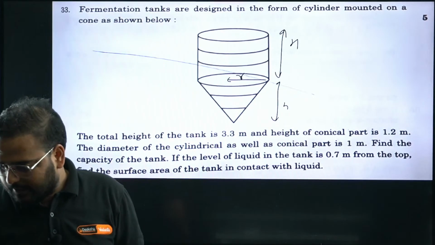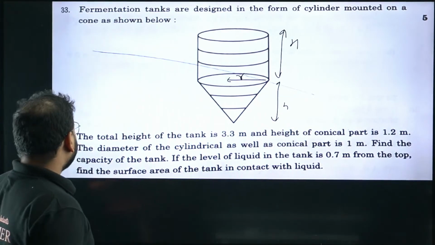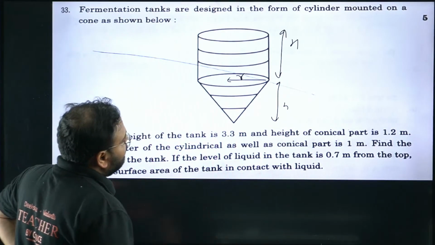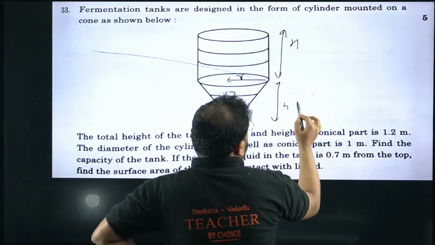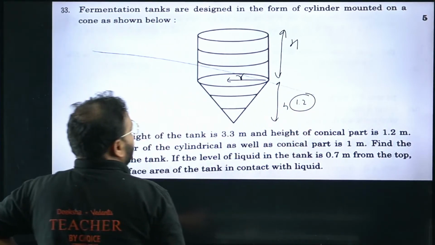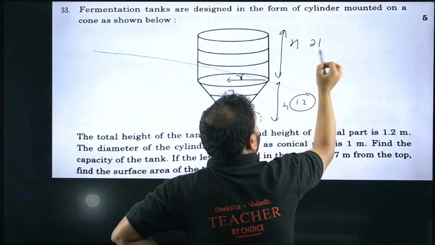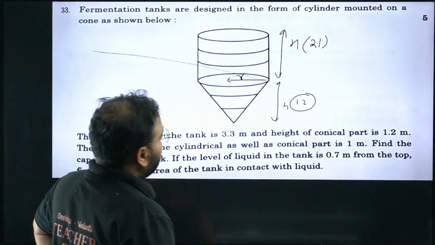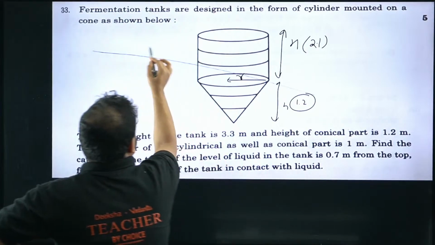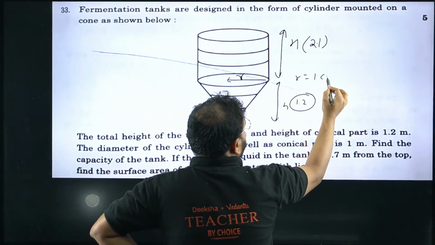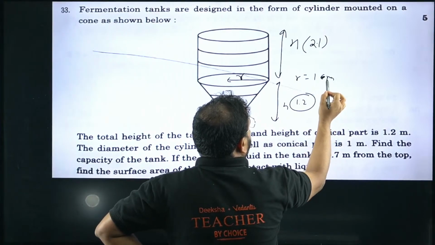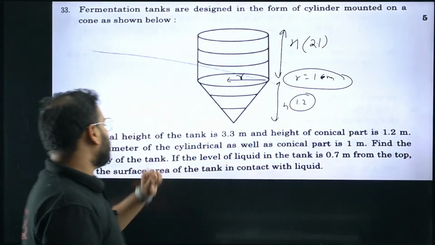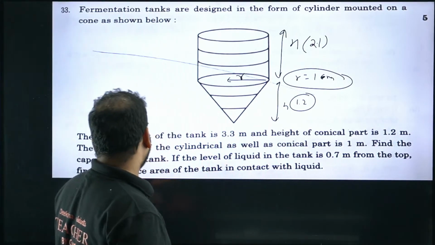What are they asking us? The total height of the tank is 3.3 meters and the height of the conical part is 1.2. So this is 1.2, and the total height is given as 3.3, which means the cylindrical height is 2.1. They've also given the radius r as 1 meter, not centimeter. Everything is given in meters only, which is good for us. What are they asking? Find the capacity of the tank.